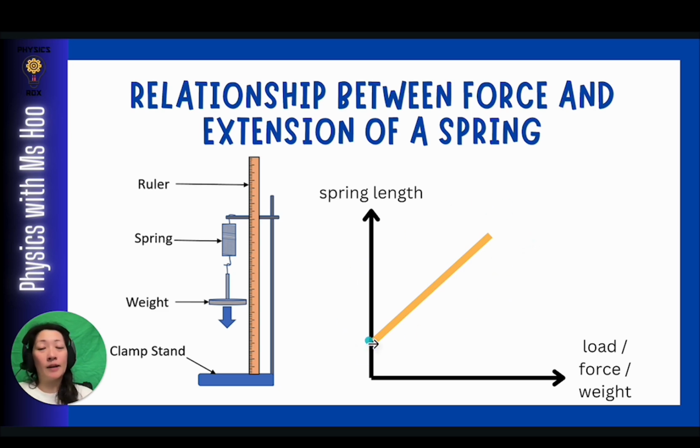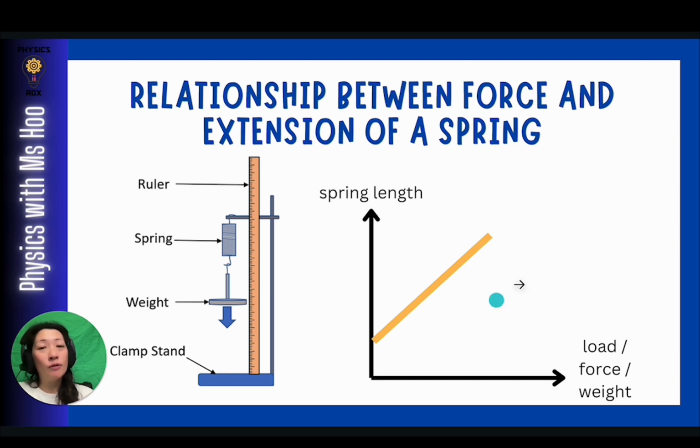Obviously, this graph will not start from the origin because even if you don't hang any weight or apply any force on the spring, it still has a spring length. So you'll find that from this graph, the y-intercept here is the original spring length. And as we add more weight to the spring, we'll find the spring length increases in a linear fashion.